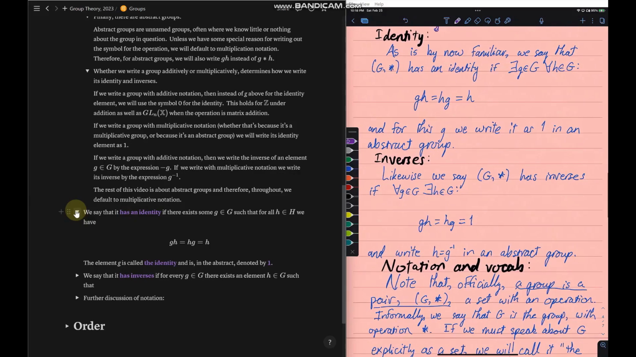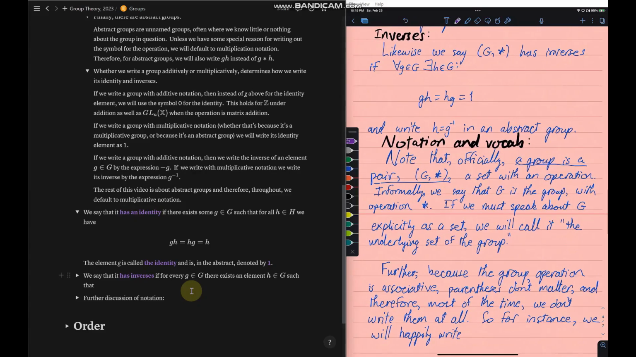Okay, returning back to the point of this right now, the program here is to state more professionally, at least a little bit more professionally, what these properties are. So identity, right? What is identity? It is the property that there exists some group element such that for all other group elements, this equation is satisfied. And when this equation is satisfied, we say that this element is the identity element, and we write it as the numeral 1 when we're working in an abstract group.